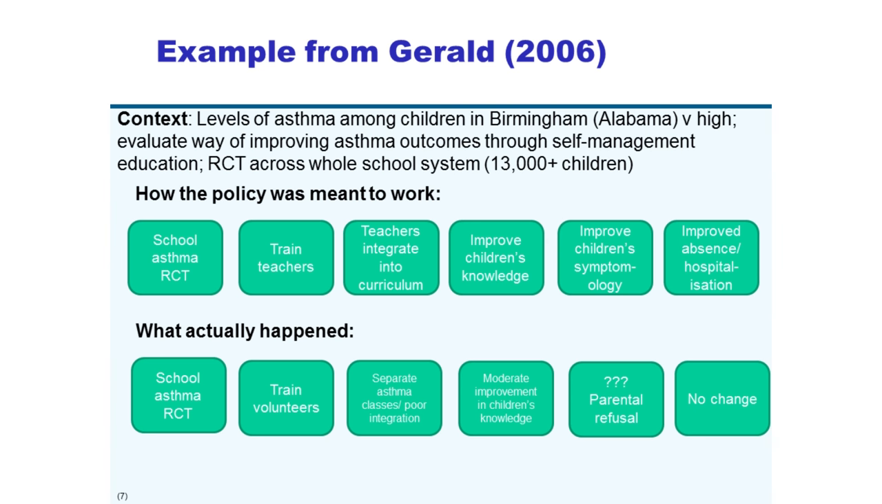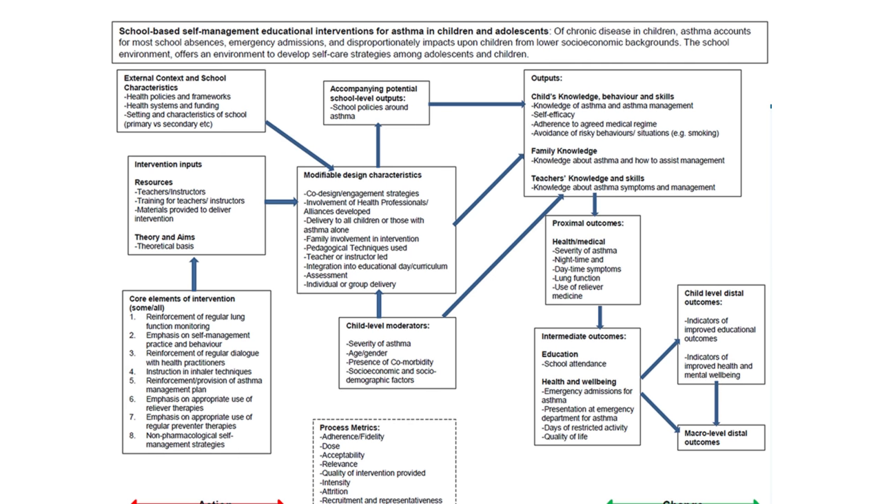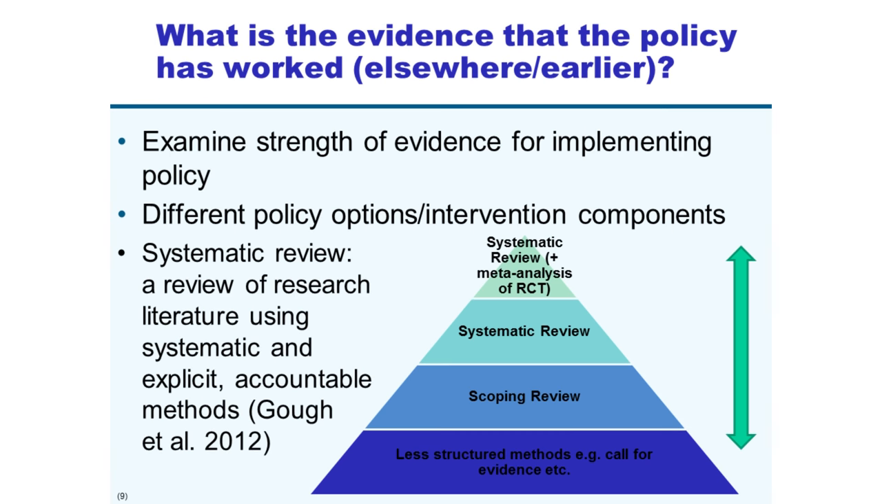But this kind of notion of a logic model is a good first step to try and think about what the policy is meant to achieve. And they can actually get quite complex. This is an example from the same systematic review that I'm working on at the moment. I'm not going to go through it, it's far too detailed, but just to show really that there's potential for incorporating quite a lot of complexity within these.